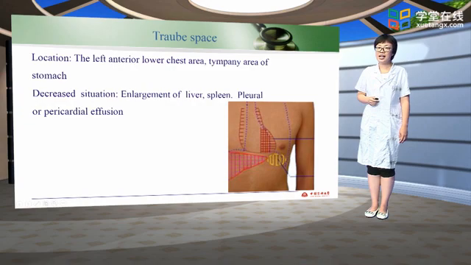At the left anterior lower chest area, there is a small tympany area of the stomach. It's called Traube's space. If the liver or spleen is enlarged, or if there is pericardial effusion, Traube's space is decreased.